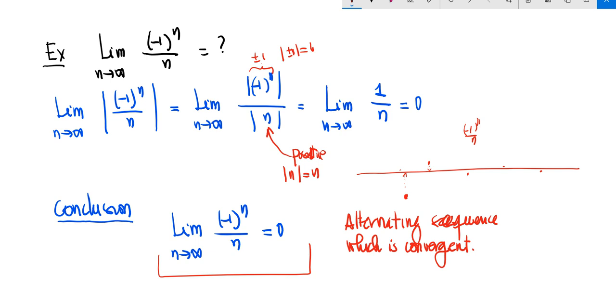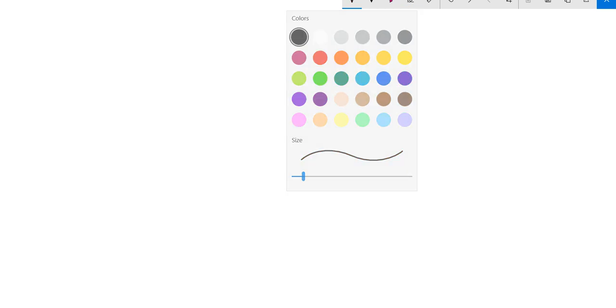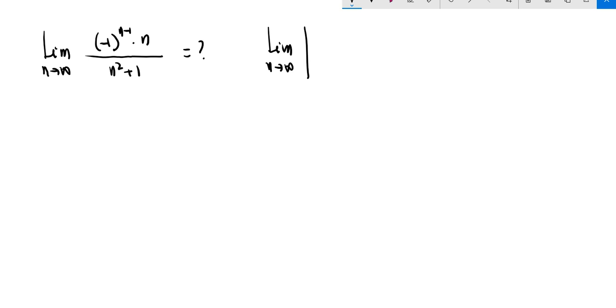All right, so let's look at another example. Let's consider the limit as n is approaching infinity of (-1)^(n-1) times n over n squared plus 1. So first, let's compute the limit as n is approaching infinity of the absolute value of (-1)^(n-1) times n over n squared plus 1.